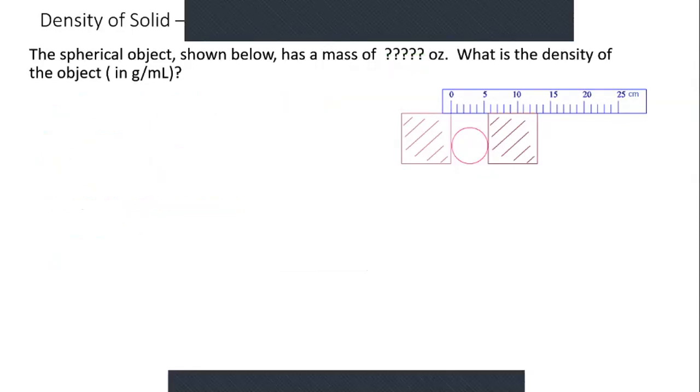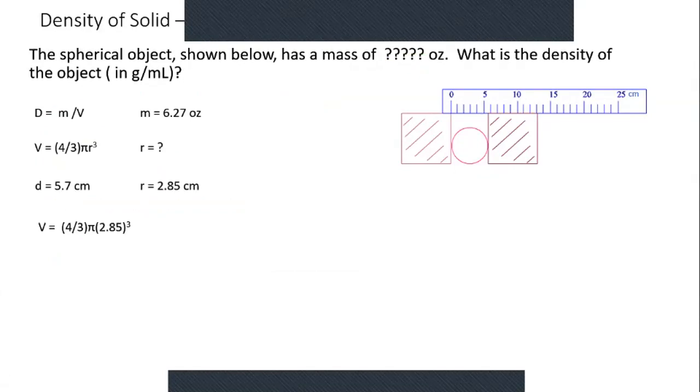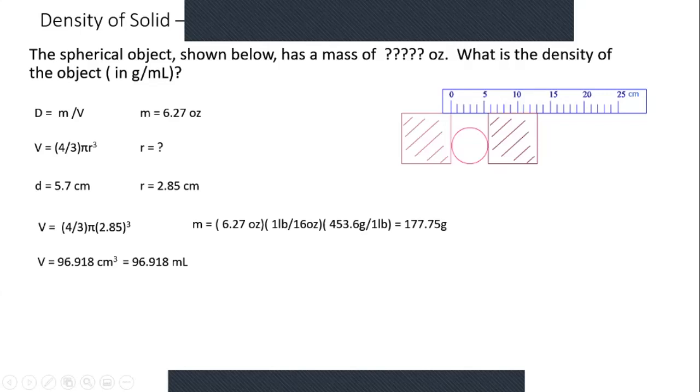That's density by calculation. Oops, well, I had 6.27. I used a different mass, but you see we still got the same volume. So again, it's rounded to 2 sig figs because the diameter only had 2 sig figs.